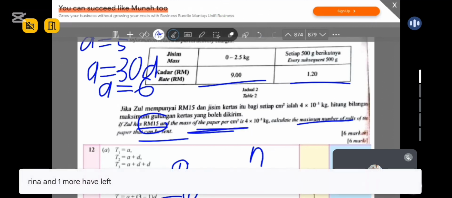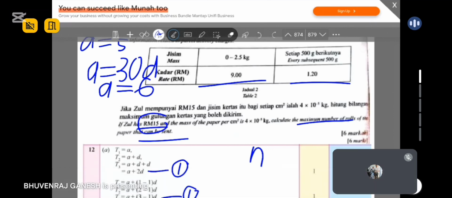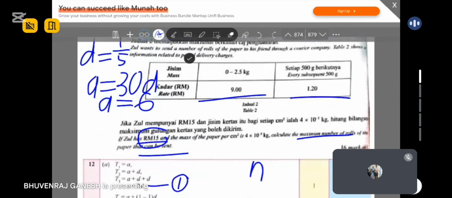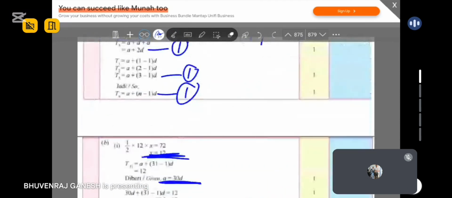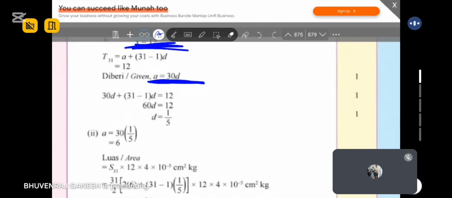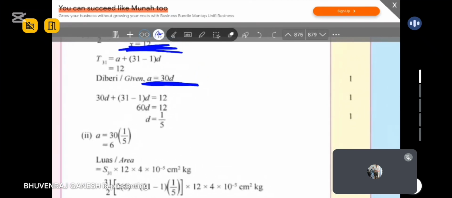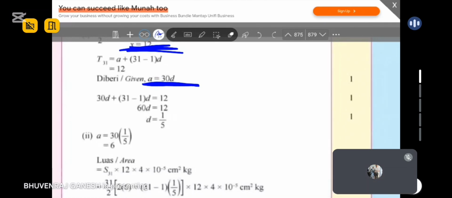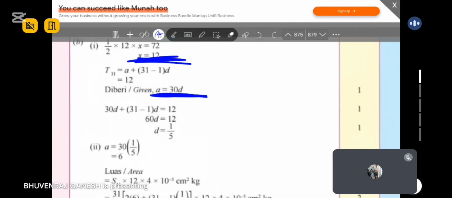So how to find the area? SN. You have 31 sheets, because 31 here. So you just find S31. Guna rumus untuk arithmetic. Your A value is 6, N is 31, and your D value is 1/5, which you already found earlier. And then you times with the area, kali dengan luas.